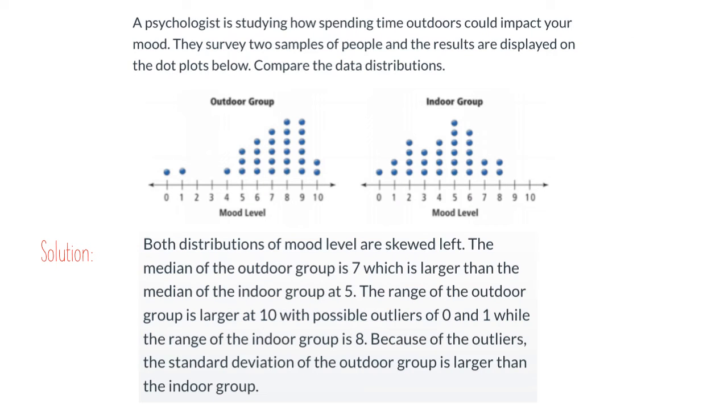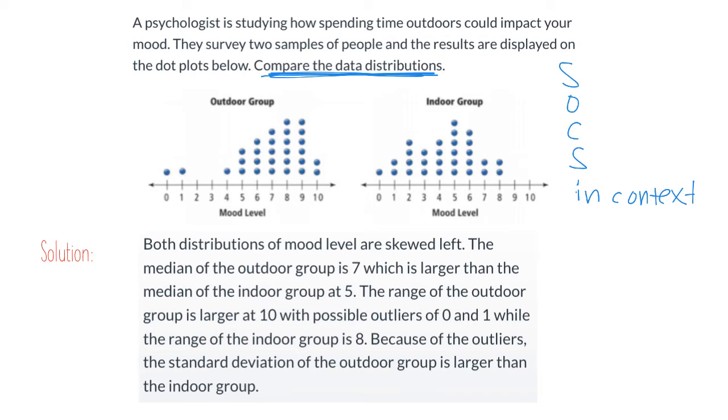Okay, let's do one more, and the solution's already here, but I want to go through it. So it says a psychologist is studying how spending time outdoors could impact your mood. They surveyed 2 samples of people, and the results are displayed on the dot plots below. Compare the distributions. So anytime you are comparing or describing a distribution, the thing that we remember is SOCS. And we also want it in context. So you're writing complete sentences, you're not just making a list of numbers. But SOCS is how to remember what to include, so we'll go over that.